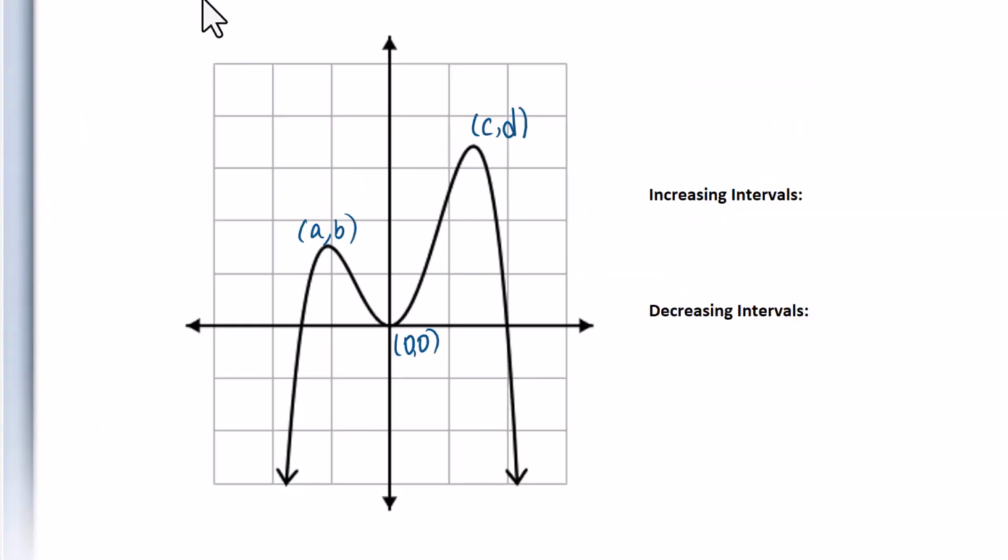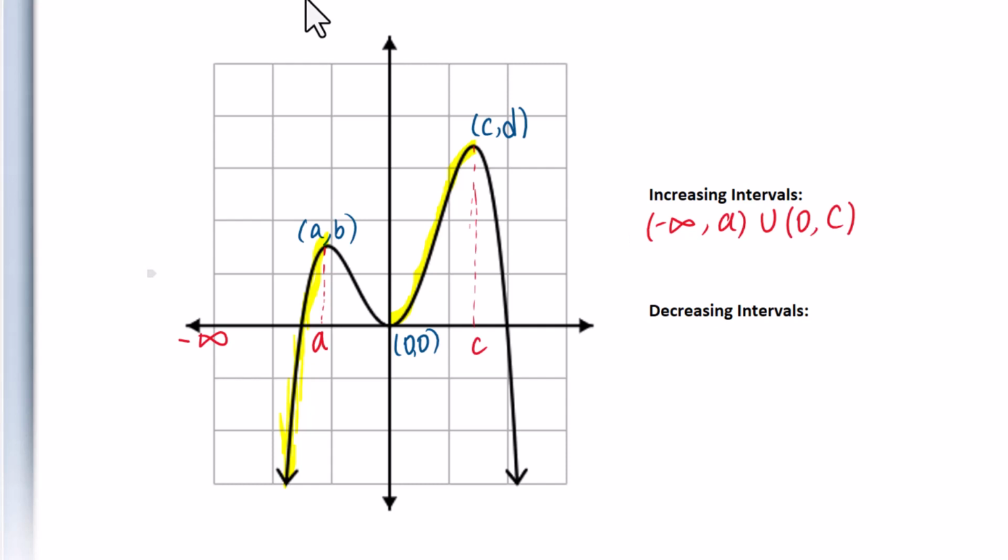How to decide the increasing intervals? From left to right, check where the graph goes up. Do not be confused by this arrow. As long as from left to right the graph is going up, then this part of the graph is increasing. So we have 2 increasing intervals. The arrow means the graph goes forever: from negative infinity to A, union from 0 to C.